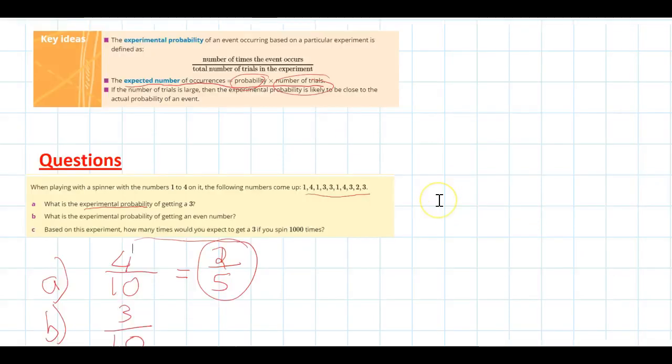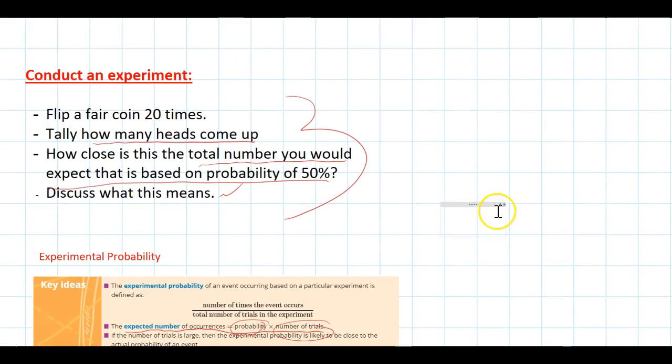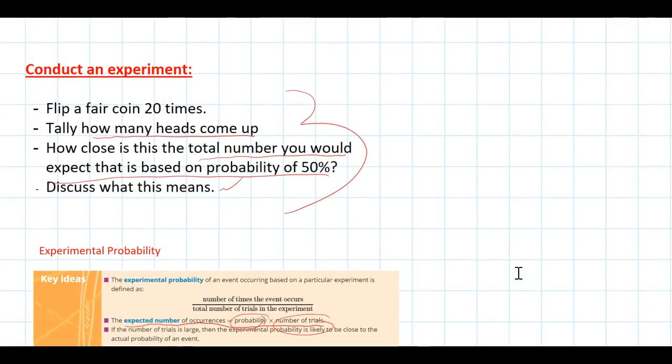Okay, so make sure you have those notes written down, and I want to see the experiments that you have done, and we'll go through these questions in class. Thanks, guys.